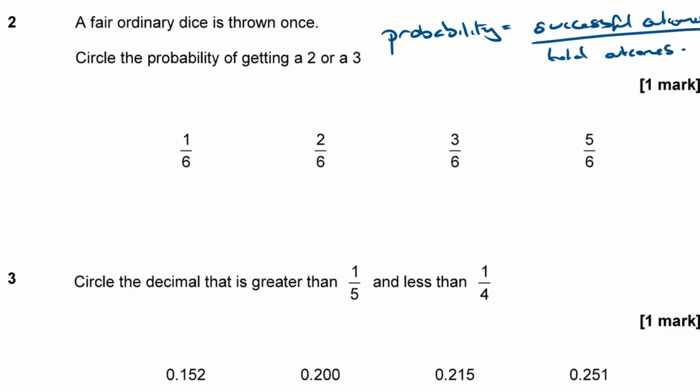So the total outcomes are all the different ways or all the different things that could happen when you throw a dice. So there's 6 faces on a dice, so there are 6 things that could happen. So there are 6 outcomes altogether. And successful outcomes here, we've got the 1, 2, 3, 4, 5, 6 as our 6 different outcomes. And here, the successful outcomes are the 2 and the 3. So 2 of my outcomes are successful. So that makes it 2 over 6. That one.